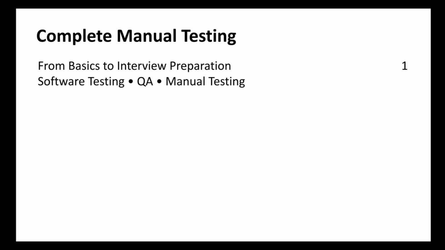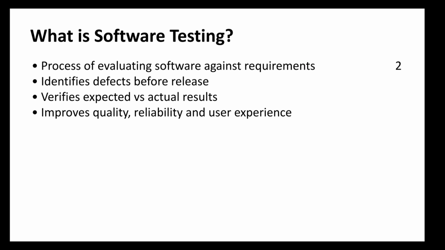What exactly is software testing? Software testing is the process of checking whether an application works as expected and meets its requirements. We compare the actual result with the expected result and identify any defects. But testing isn't just about finding bugs. It's also about improving the quality, reliability, and user experience of the application. For example, in an e-commerce application, we test login, search, cart, checkout, payment, and many other scenarios.